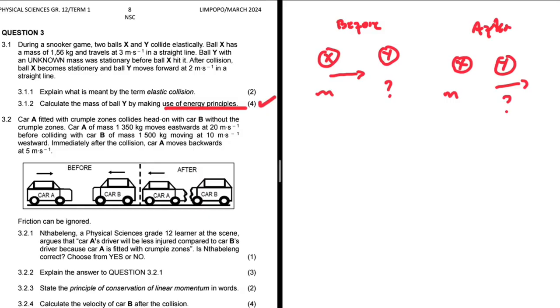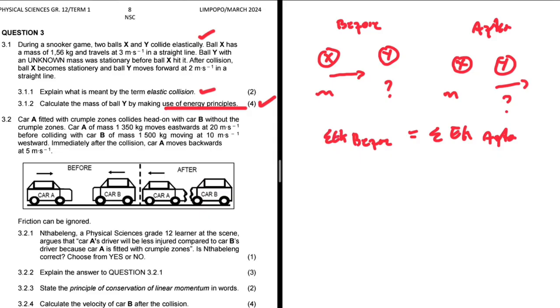So using energy principles, so take a look at this. In 3.1.1, we defined an elastic collision, and then in the question statement, we are told that two balls X and Y collide elastically. So we can use the conservation of kinetic energy. We can say that the sum of EK before is equal to the sum of the kinetic energy after the collision.